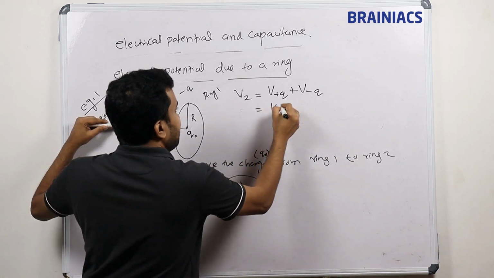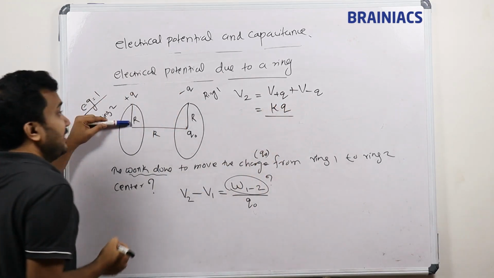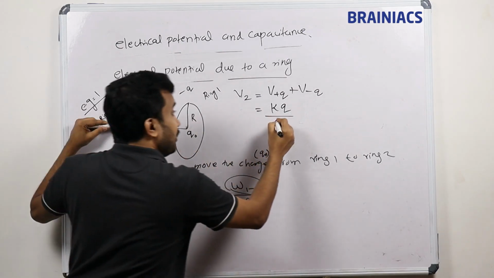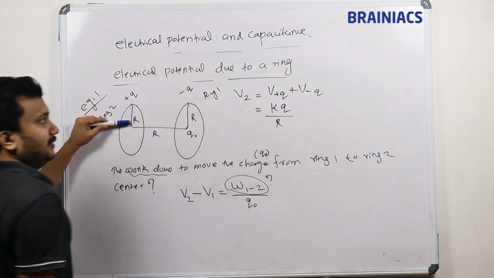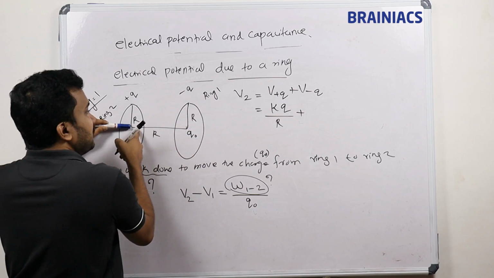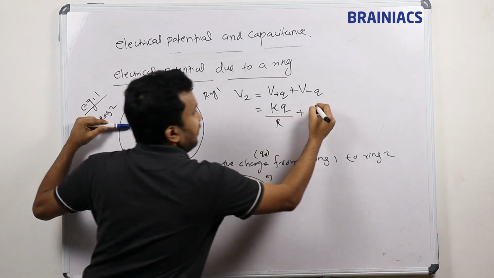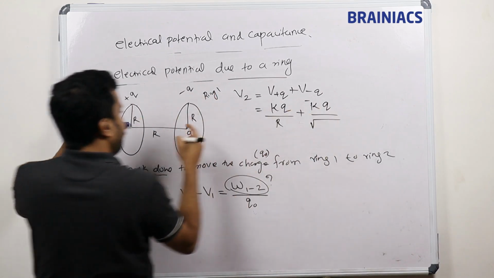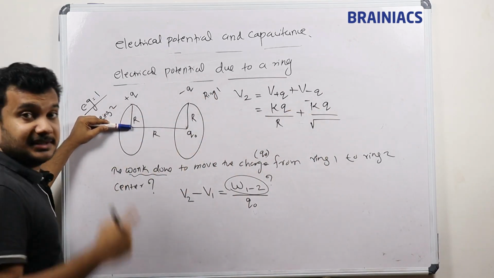The potential due to plus q means it is at the center, right? What is the electrical potential at the center of the ring? kq by r. Okay. Now the potential due to minus q is at a distance of how much? So k into minus q divided by root of, what will the formula be? r square plus x square.